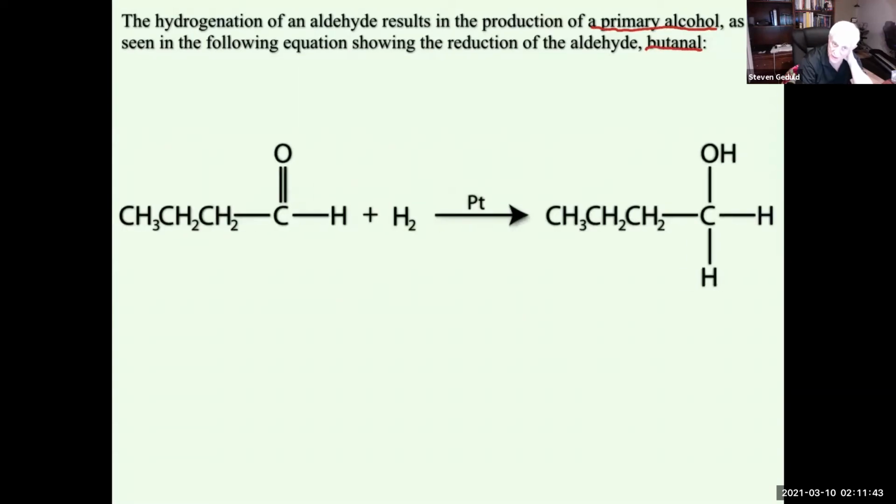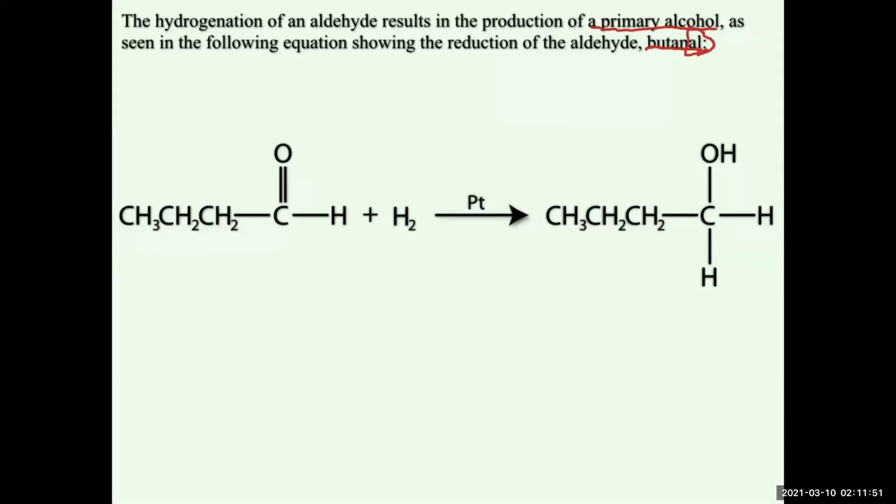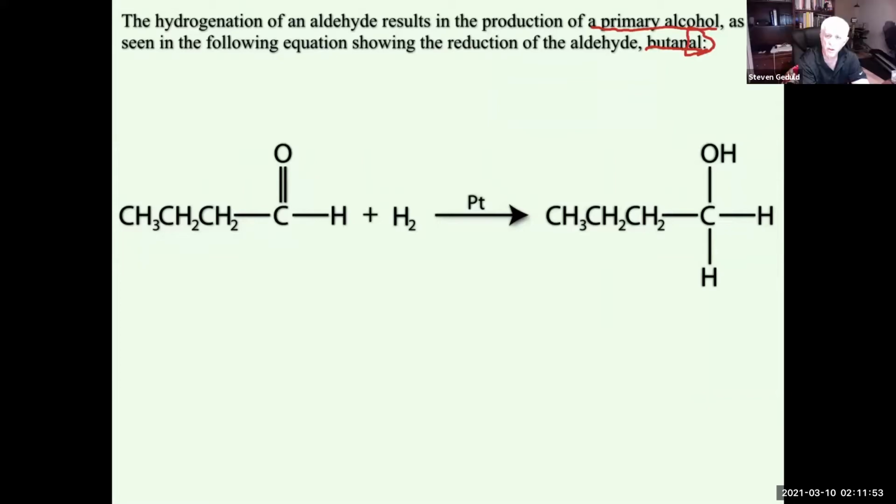So the hydrogenation of an aldehyde results in production of a primary alcohol. So reduction or hydrogenation of an aldehyde results in a primary alcohol. And this is where we do the reduction of butanal. Butanal is an aldehyde because it has an "al" ending rather than "one". "One" was a ketone. "Al" is an aldehyde. "Ol" is an alcohol. Butanal is 4 carbons, which you got right here.